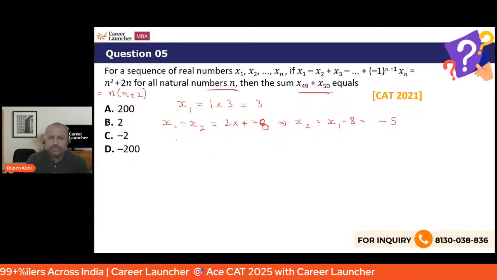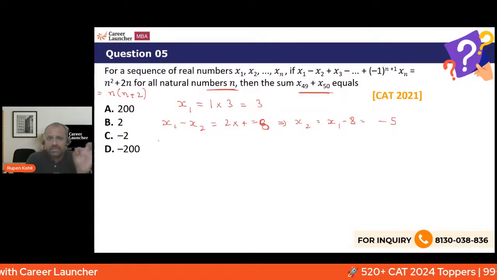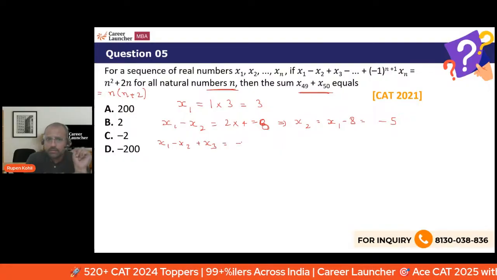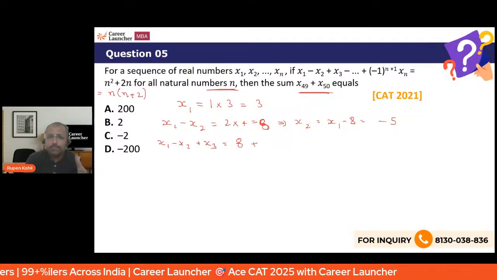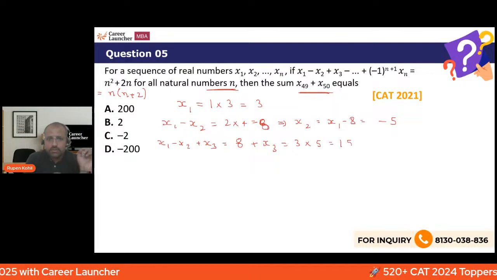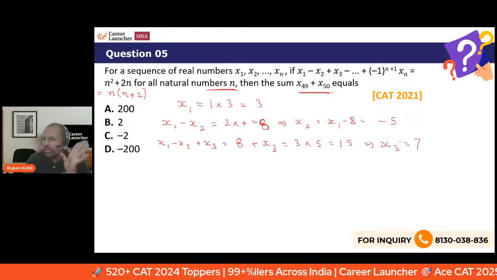Let's start getting some terms until we understand the pattern. For n equal to 3, x1 minus x2 plus x3. x1 minus x2 we have already understood is nothing but 8 from above, plus x3. Putting n equal to 3, 3 into 5, 15. So 8 plus x3 is 15, x3 is 15 minus 8, 7. Odd numbers we're getting.